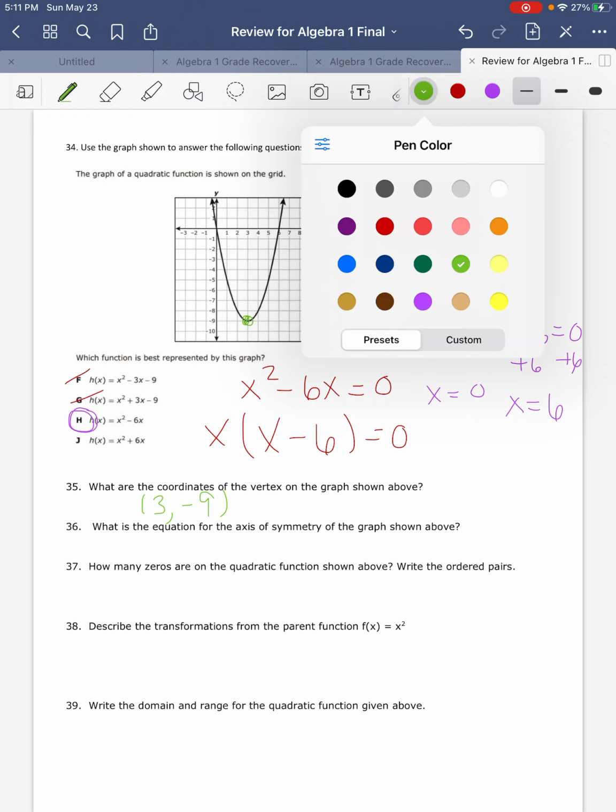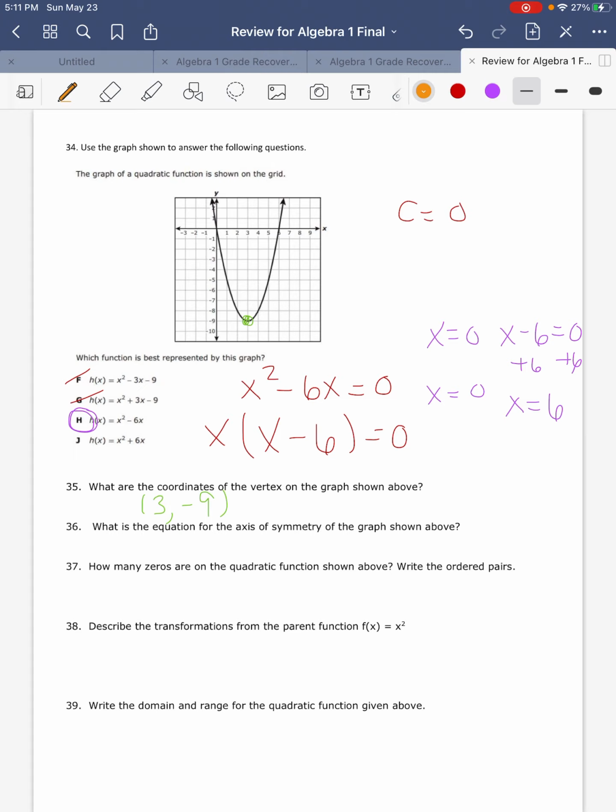For the axis of symmetry, remember that's that dotted line that goes through the vertex. So it's just always going to be x equals, and then we just need the x from the vertex, which from before we found out was just 3.